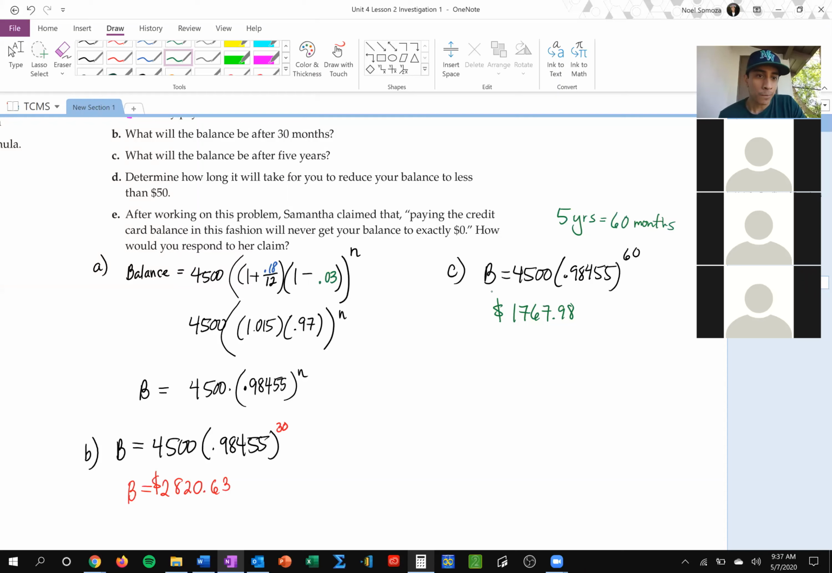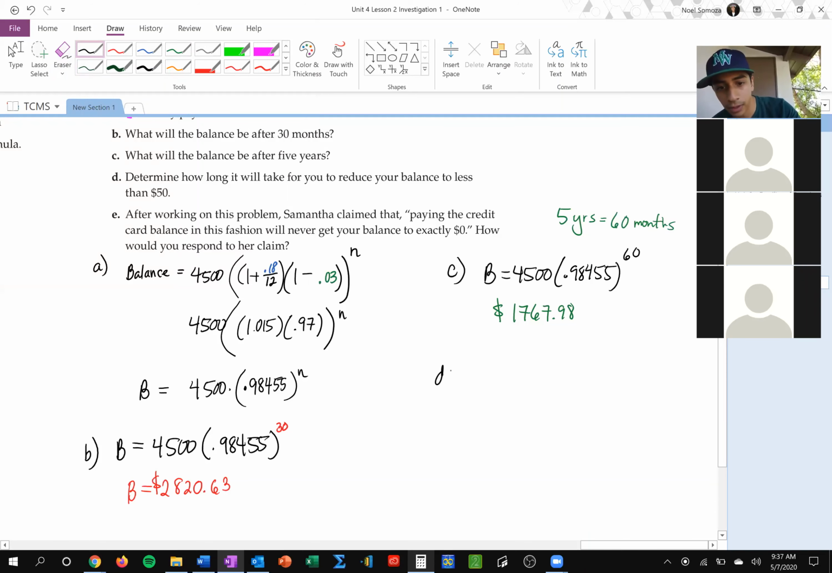Okay. And then it asks you to determine how long it will take for you to reduce your balance to less than $50. Well, let's think about how we would set that up. For part D, $50 is the standard that we want to get to. The only thing we're looking for is how long, and how long will be determined in months. So we're basically going to be solving for n.